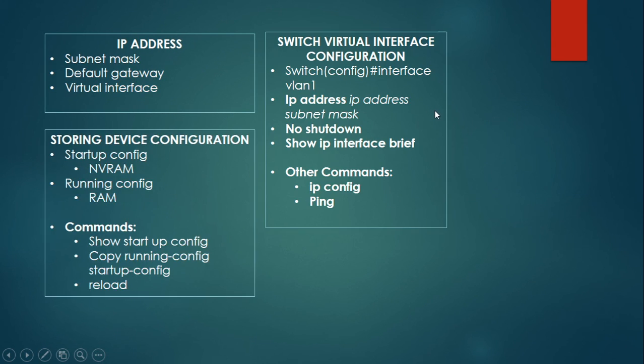Next we have the IP address. With an IP address, we have a subnet mask. We have a private address and we have a public address. A private address starts with 172, 192, or 10. In public, if it does not start with 172, 192, or 10, then it is a public address.